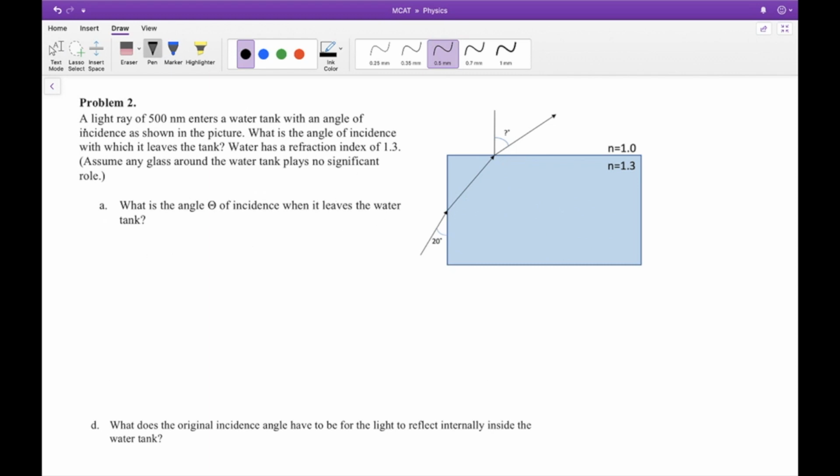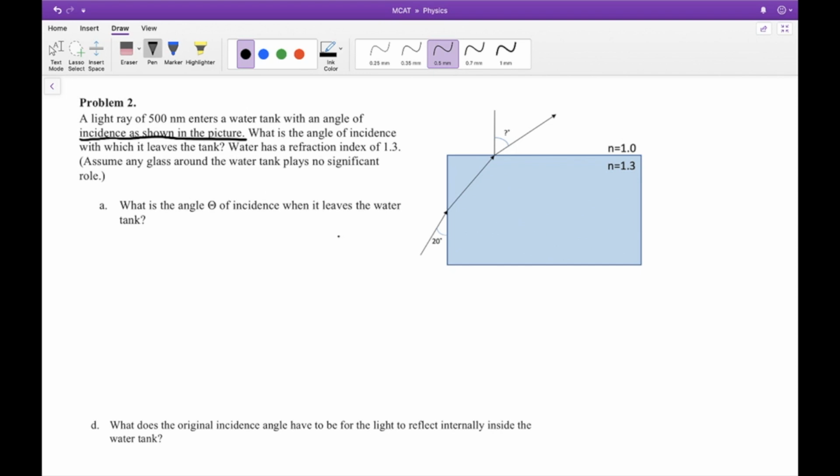The first question is asking, well, let's go over the problem first. It says a light ray of 500 nanometers enters the water tank, so we can see it entering over here, with an angle of incidence as shown in the picture. That's a deceiving sentence. As shown in the picture might not be what you actually see. That might not be the angle of incidence. But anyways, what is the angle of incidence with which it leaves the tank? So the question mark, hint, hint, that one's actually an angle of incidence. And then it's saying water has a refraction index of 1.3.